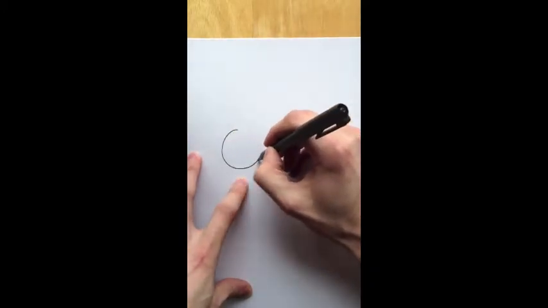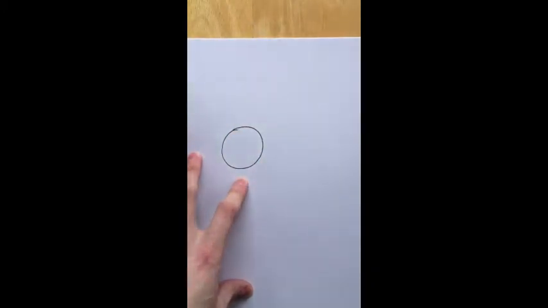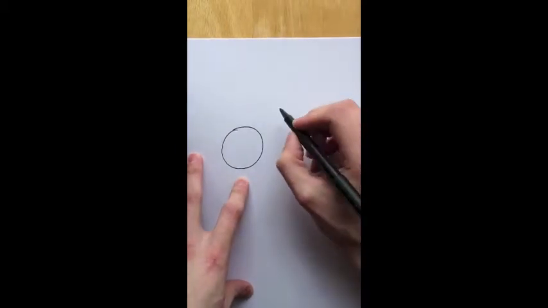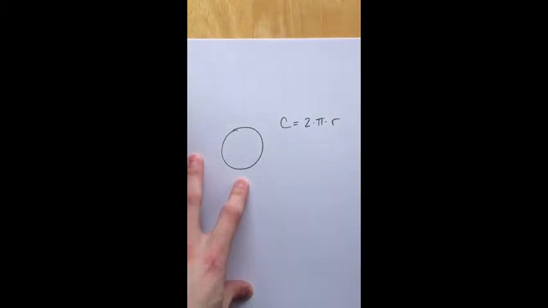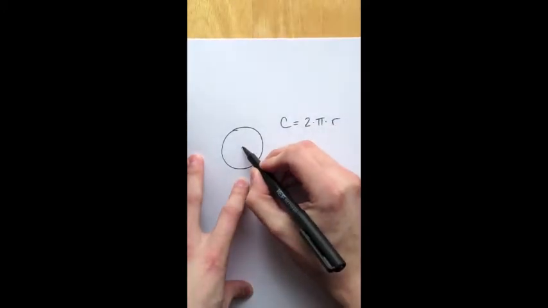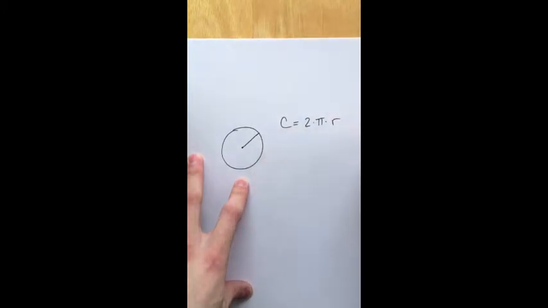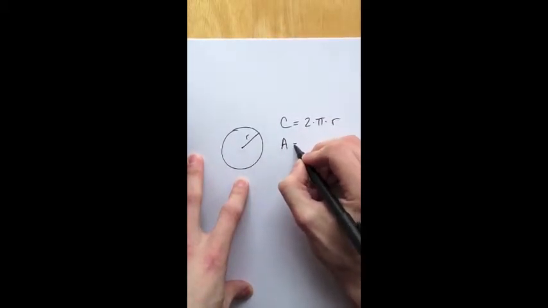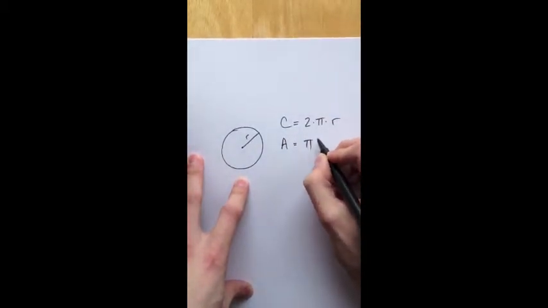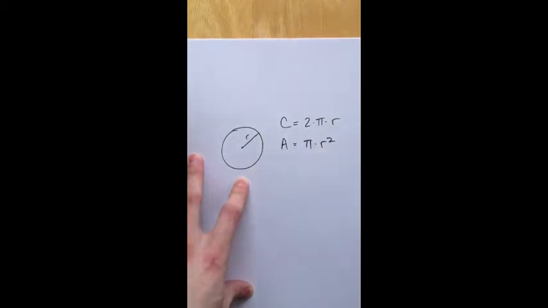Yesterday we were looking at the area and circumference of a circle. Now recall the formulas for the area and circumference of a circle. We have the circumference equals 2 times pi times the radius. And the radius is the line that goes from the center of the circle straight out to the edge. Then we also have the area equals pi times radius squared.